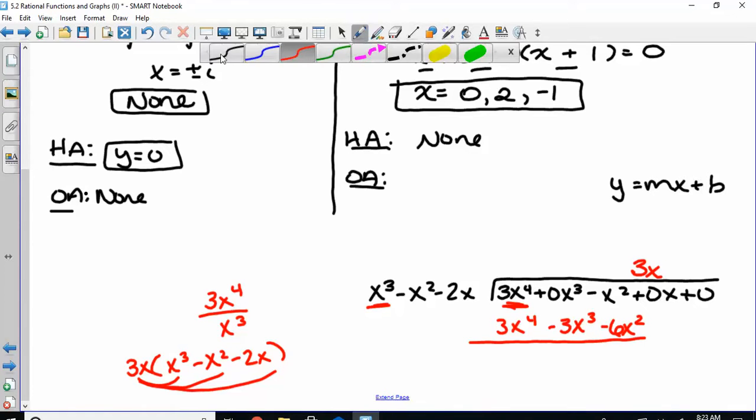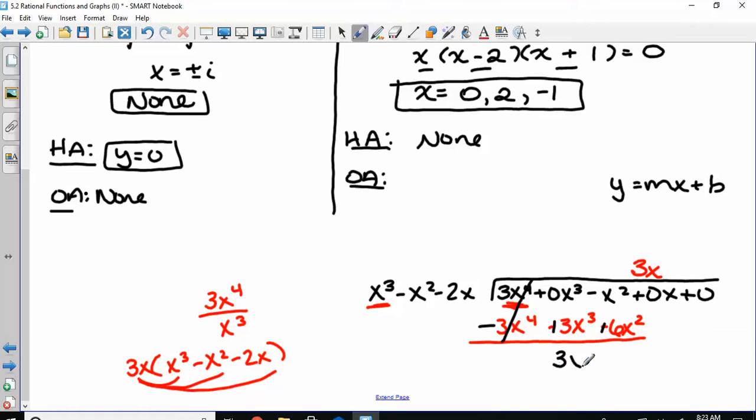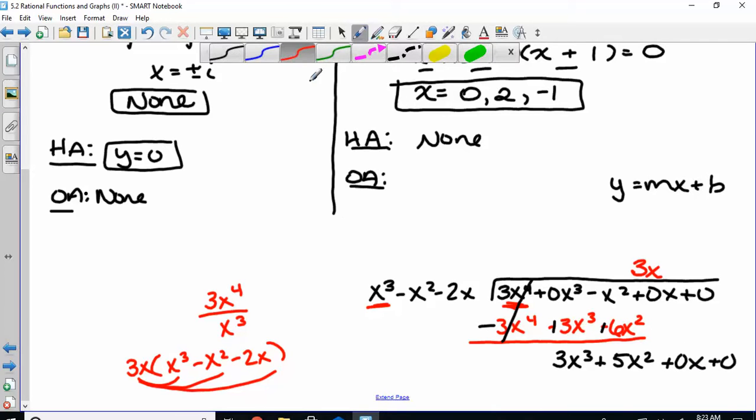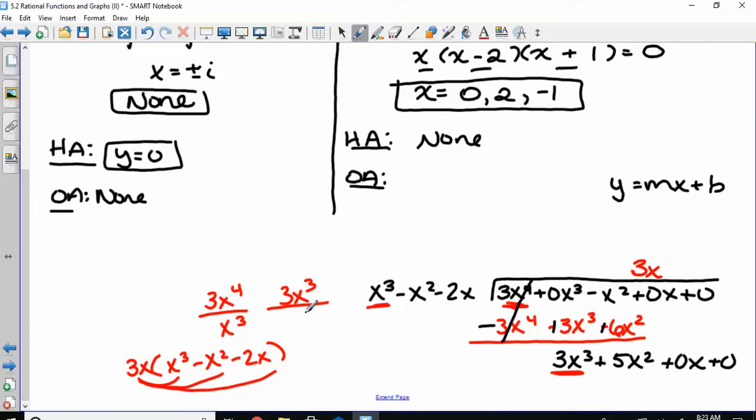We subtract it off. So easiest way to do that is just run a negative through, and then you can add. So these drop. 0x cubed and 3x cubed is 3x cubed. Negative x squared and 6x squared is 5x squared. Okay, we are actually very close to being done. We have to divide again. So we're doing 3x cubed divided by x cubed. And that would give us a 3. That is all I need.